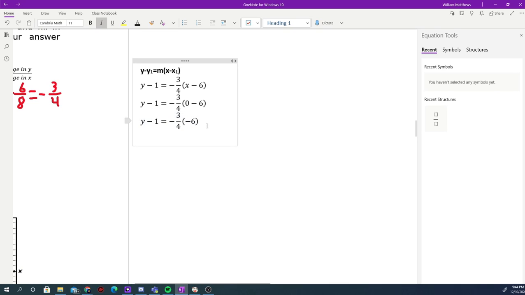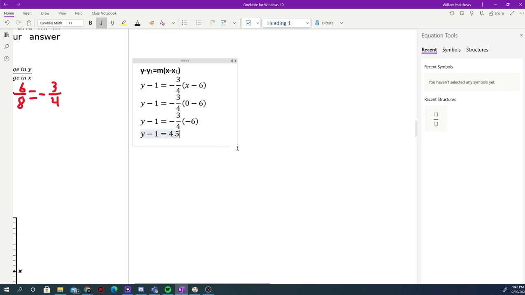Getting rid of the parentheses, we would do the negative 3/4 times the negative 6, which would leave us with the 4.5. Had to make sure I did the math right. Didn't want to make a little mistake with fractions. Notice that it's positive because we multiplied a negative by a negative.